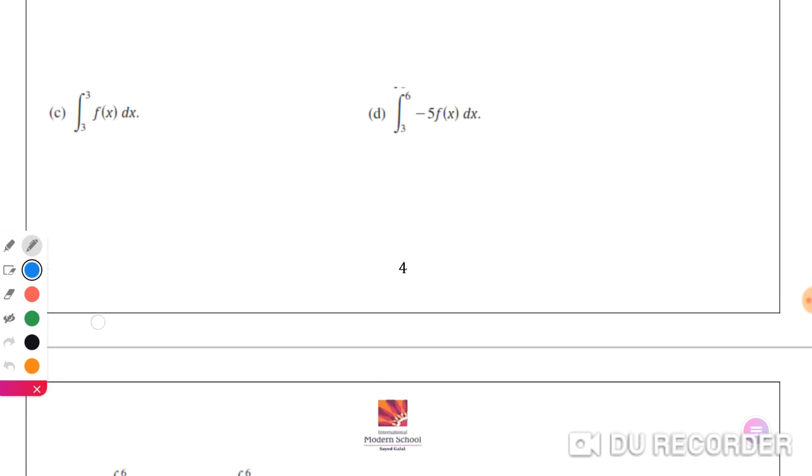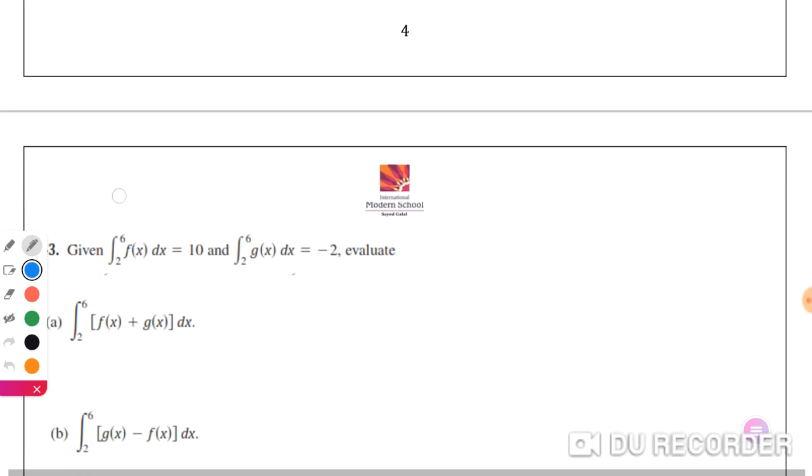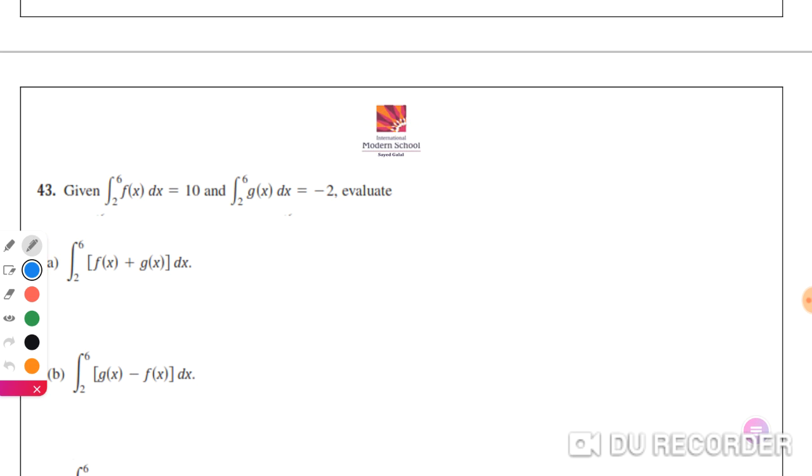The last problem, so look here. I think this one is so easy. The definite integral of a sum of two functions will be the definite integral of the first plus the definite integral of the second. The definite integral of f, which is 10, plus the definite integral of g, which is negative 2. It will be 8.